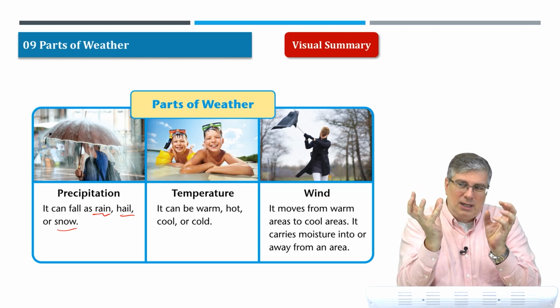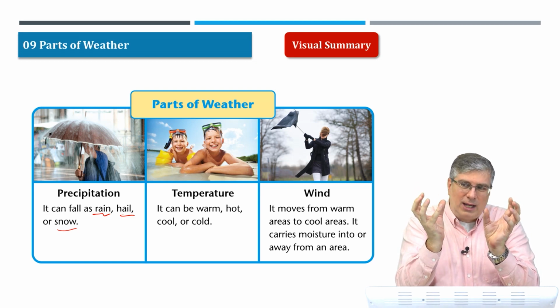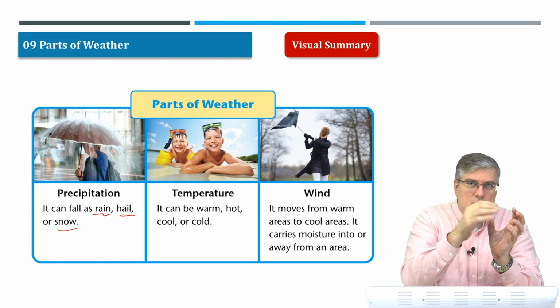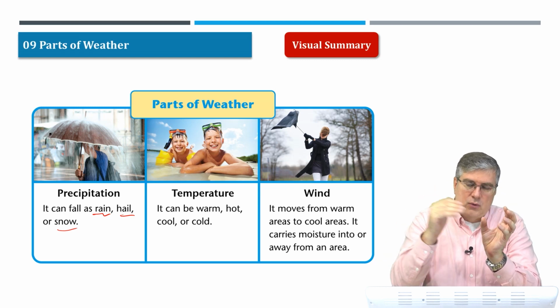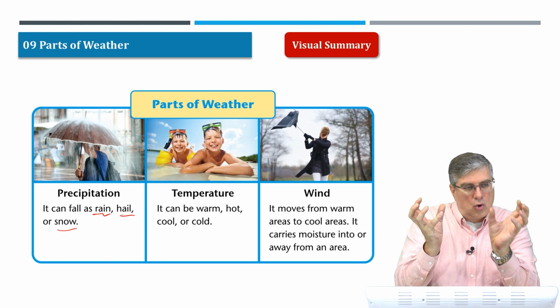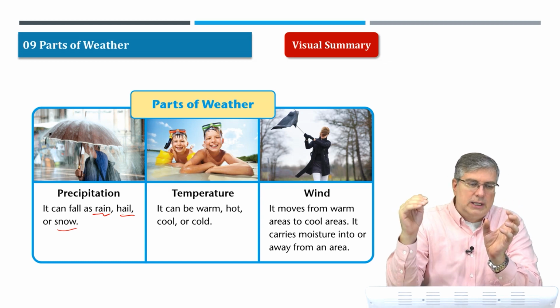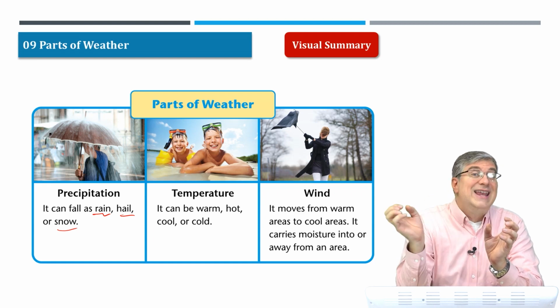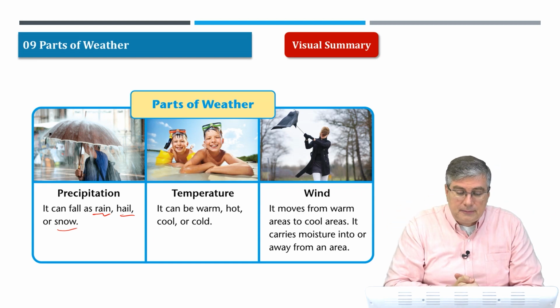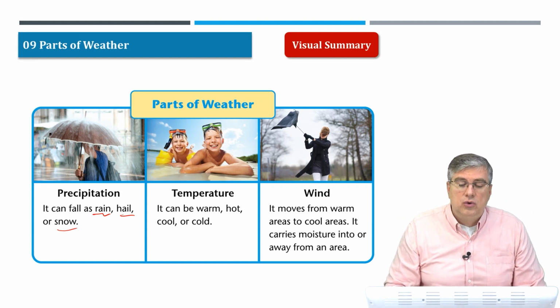So if you have a hot area next to a cool area, the hot area wants to invade the cool area. So wind, of course, if it's hot air and cold air, the hot air wants to invade the cold area because it's under pressure. So that creates wind. As the air moves, that creates wind. So it moves from warm areas to cool areas.